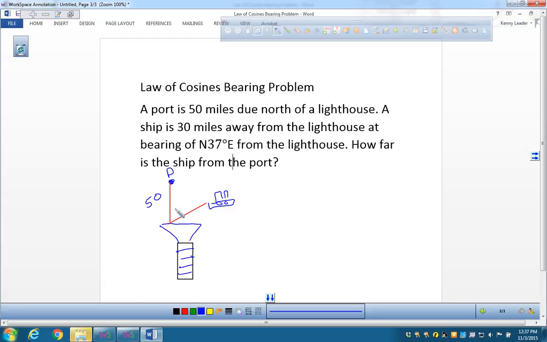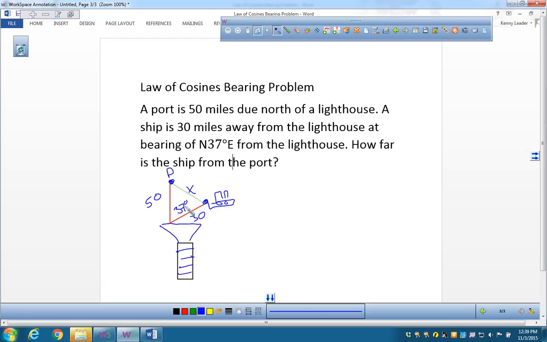And this angle here is 37 degrees. That's what that means. And here's this point, and that's 30 miles. And then what they want to know is what is the distance from here to here. Could you do that? Yes. Just use the law of cosines to find x, right?